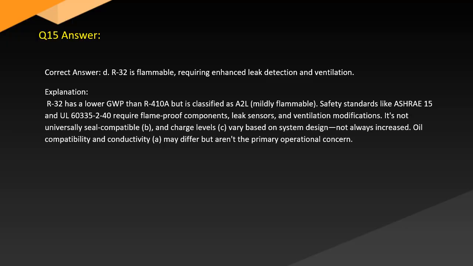Answer. Correct answer D. R-32 is flammable, requiring enhanced leak detection and ventilation. Explanation. R-32 has a lower GWP than R-404A, but is classified as mildly flammable. Safety standards like ASHRAE 15 and UL 60335-2-40 require flame-proof components, leak sensors, and ventilation modifications. It's not universally seal compatible, so B is wrong. And charge levels, C, vary based on system design, not always increased. Oil compatibility and conductivity may differ but aren't the primary operational concern.